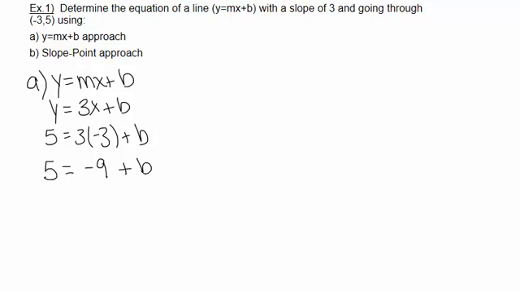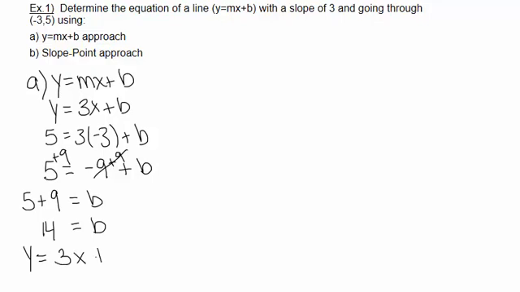We can bring 9 to the other side by adding 9 to both sides. These cancel out, and we're left with 5 plus 9 equals b. So 14 equals b. And now we can plug everything back into the y equals mx plus b form. So y equals 3x plus 14, since 3 is our slope and 14 is our b. Now let's do the exact same thing, only using our slope point approach.